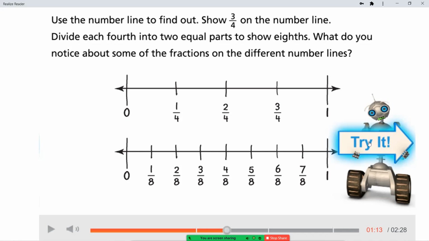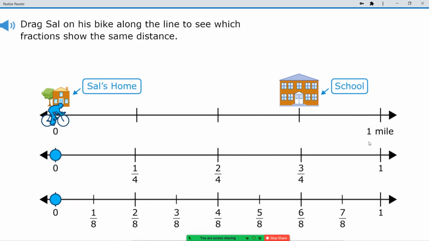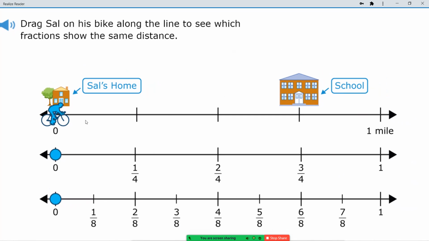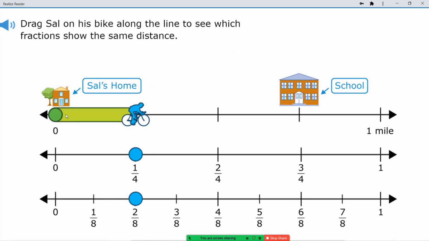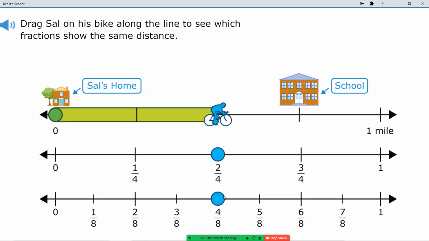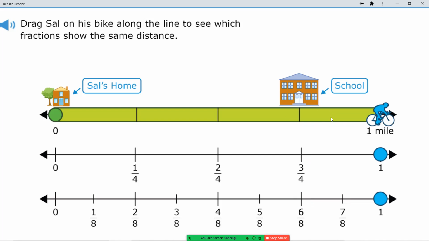Let's go ahead and use our try it to see what we're going to do here. It says, drag Sal on his bike along the line to see which fractions show the same distance. So now we have our number line that's broken up into fourths, and we have our number line that's broken up into eighths. If we move him to the 1/4, 1/4 lines up right here with 2/8. What if we move him another one? 2/4 lines up with 4/8. We move into the 3/4 line. 3/4 lines up with 6/8. And all the way to the end, you would have ridden the whole way, the 1 whole.